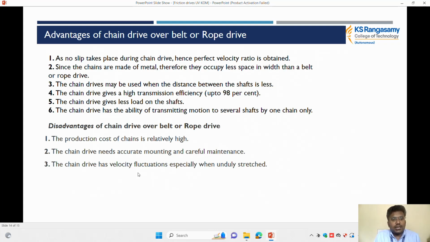The chain drive gives less load on the shaft. The chain drive has the ability to transmit motion to several shafts by one chain only. Also, the drawbacks of the chain drive compared with the belt drive: the production cost of the chain is relatively high. The chain drive needs accurate mounting and careful maintenance. The chain drive has velocity fluctuation, especially when the chain is stretched.